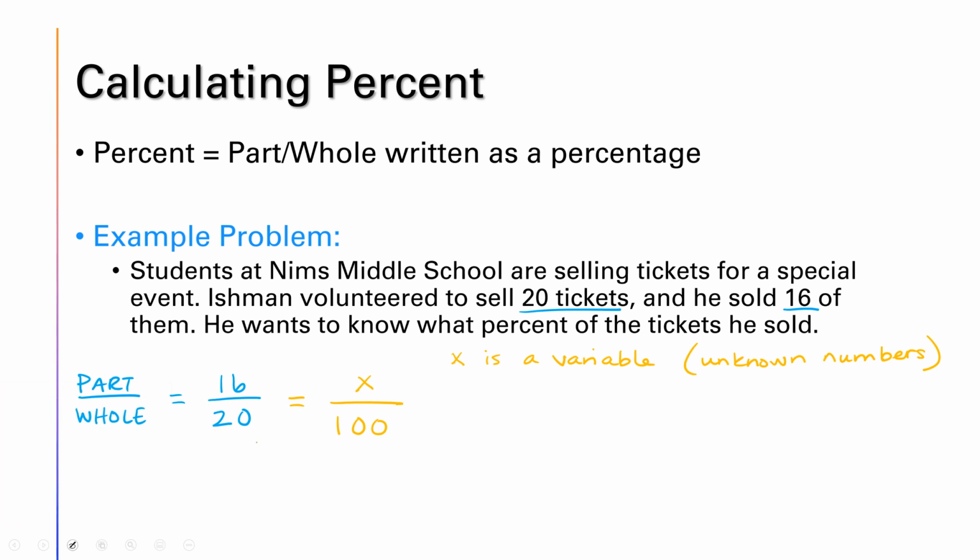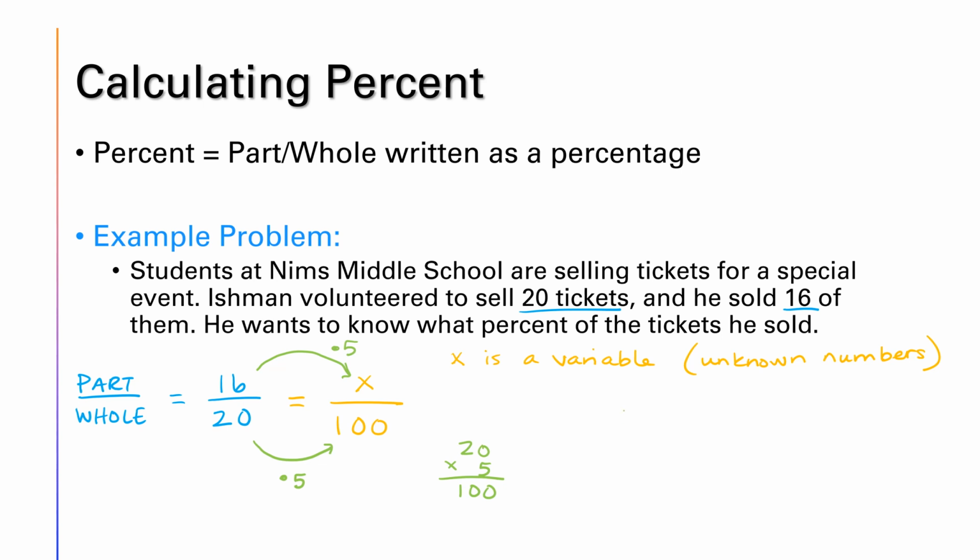So what would you multiply 20 by to get an equivalent fraction with a denominator of 100? Well, I know that 20 times 5 is 100, so I'm going to multiply by 5 to get 100. And in order to keep my fractions equivalent, because I want them to be the same rate, I want to solve for what percent 16 out of 20 represents. So I'm going to keep my fraction equivalent by multiplying the numerator by the same thing.